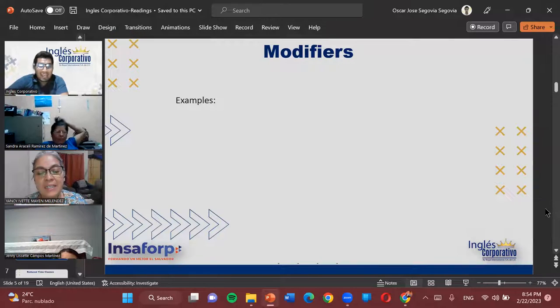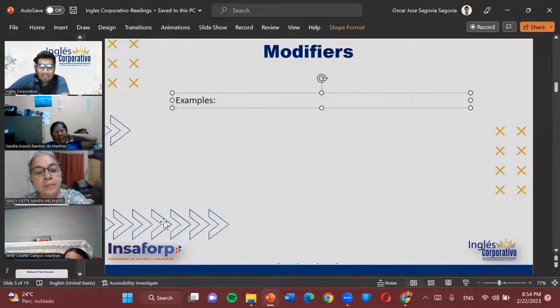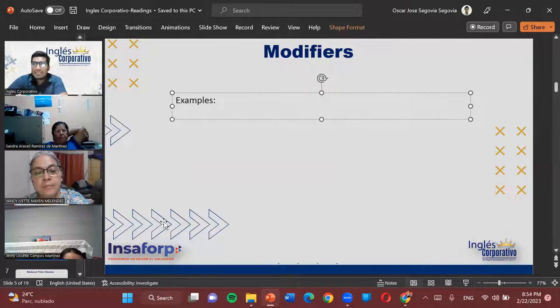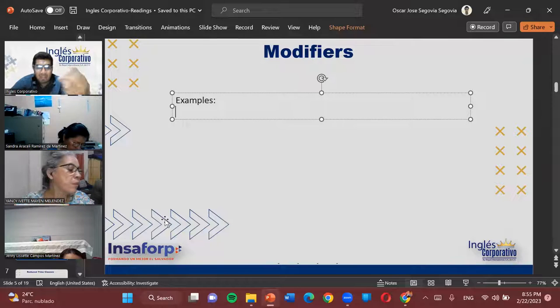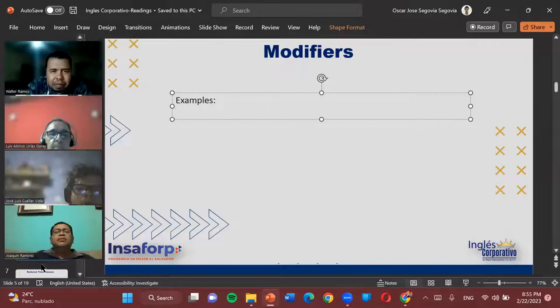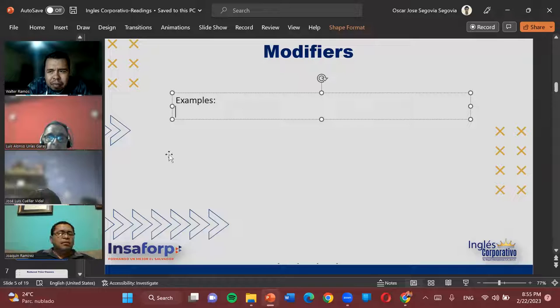Now, let's see, can we get a few examples? Because I think we're not going to have time to go into any other topics. So a few examples related to modifiers. Okay, I'm going to give you a challenge. I want you to think of sentences that include three modifiers. Please provide me some examples that you can think of. Who would like to start?